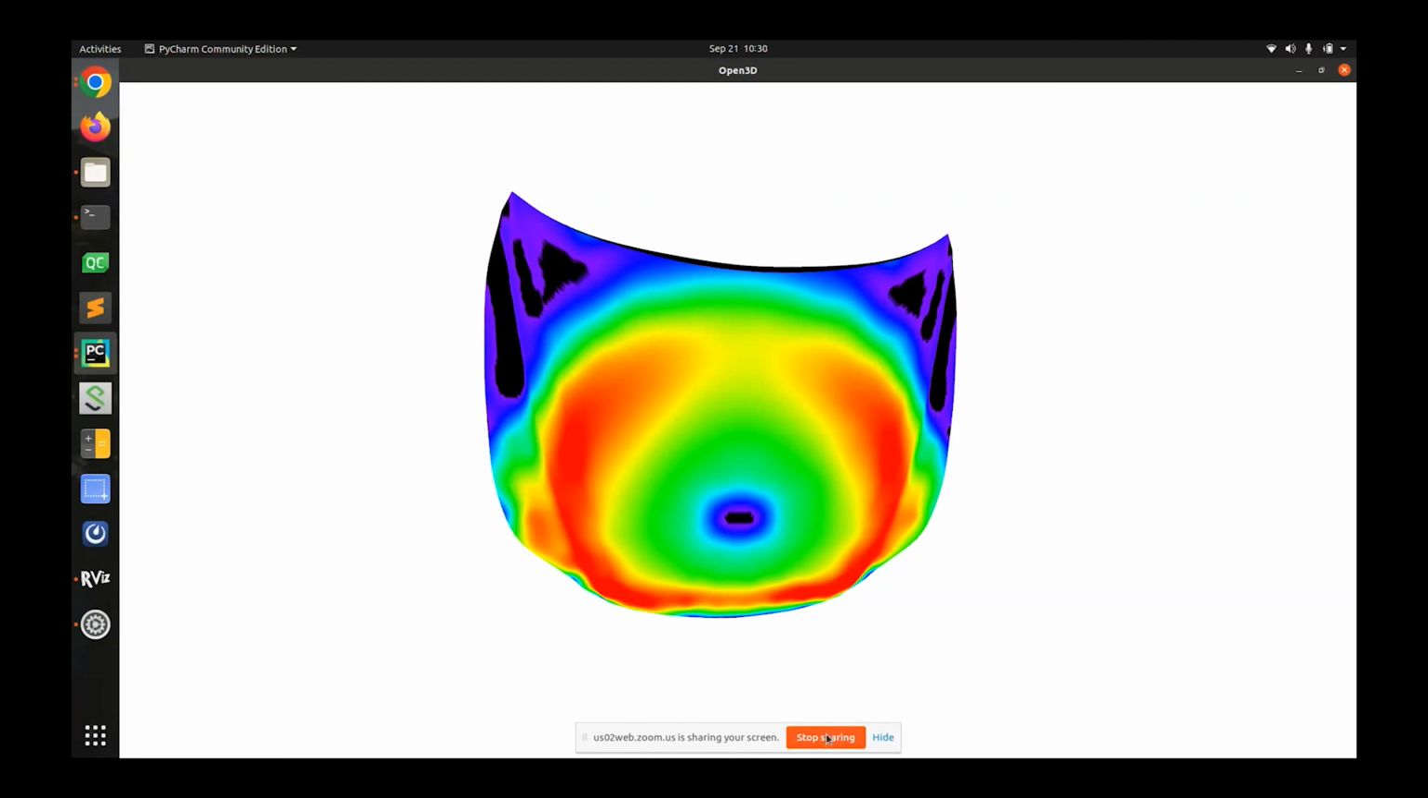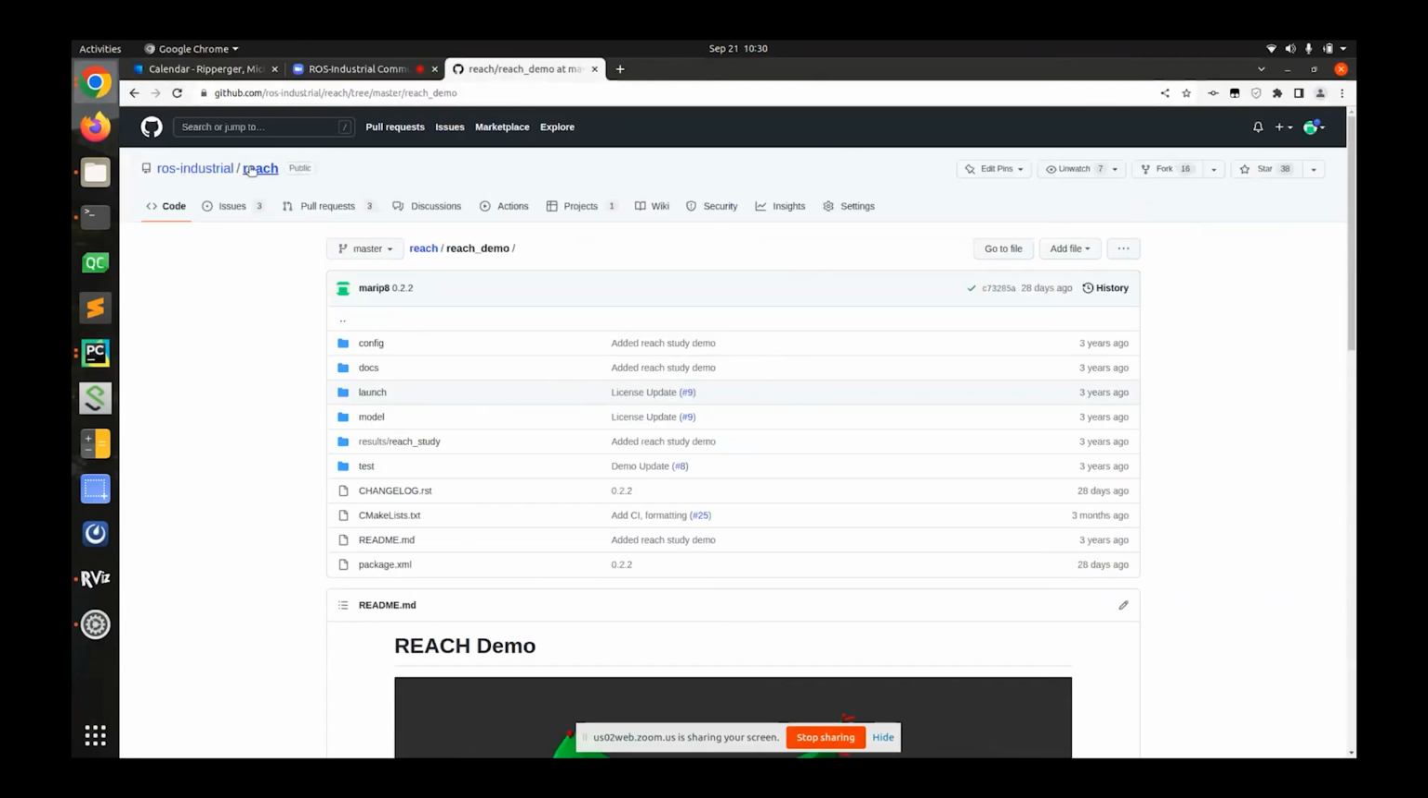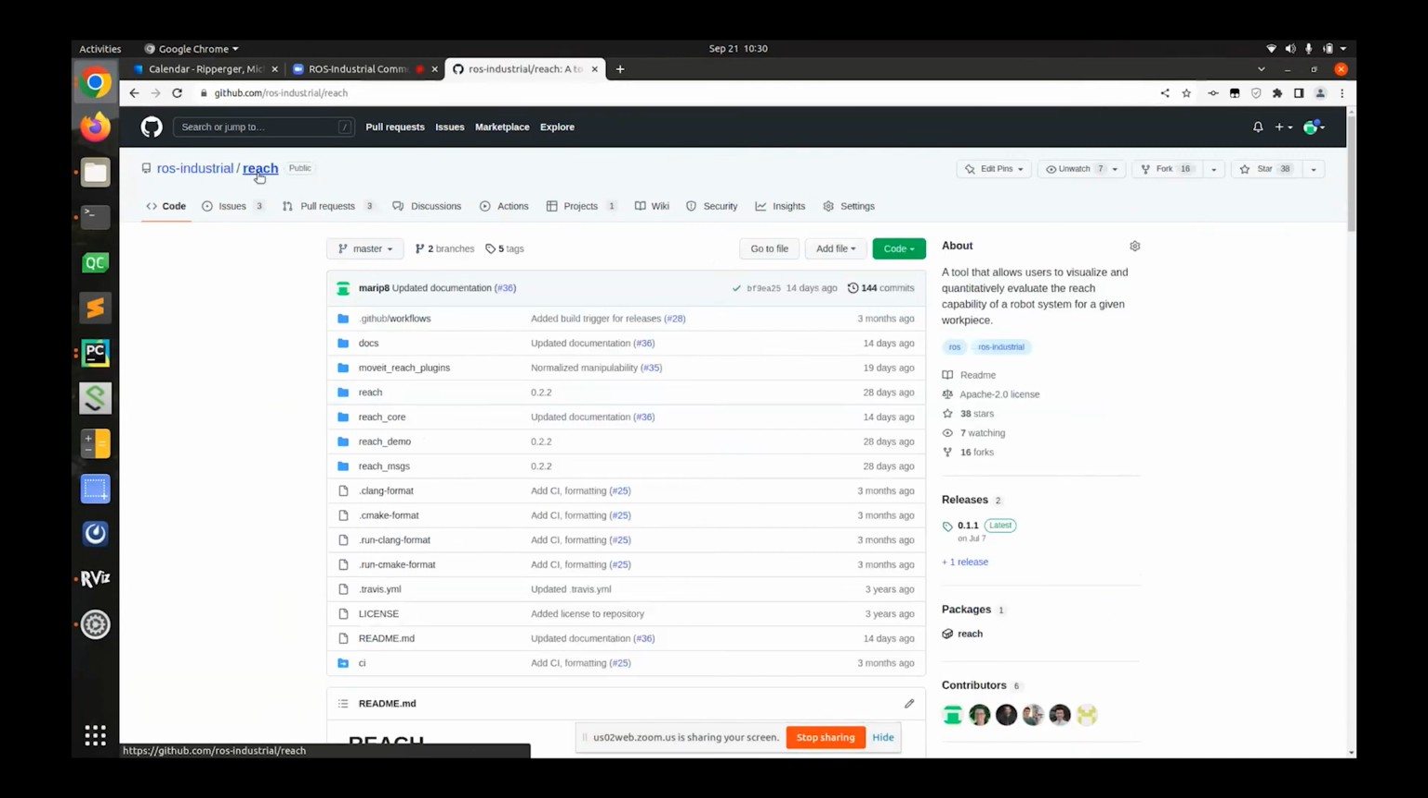So that's pretty much everything I wanted to share as far as the reach study improvements go. It's a cool tool. We found it to be fairly useful in a lot of the work that we do, so definitely check it out. It exists at the ROS-Industrial GitHub organization, in a repository called Reach.